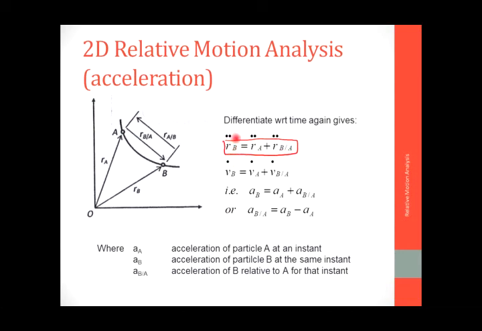So when we differentiate twice with respect to time, we will get AB equal AA plus ABA. And you will get the acceleration of B relative to A, which is AB minus AA.